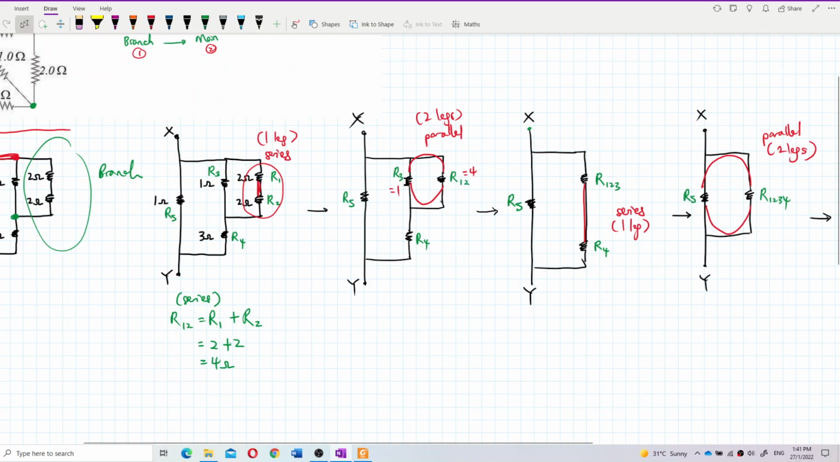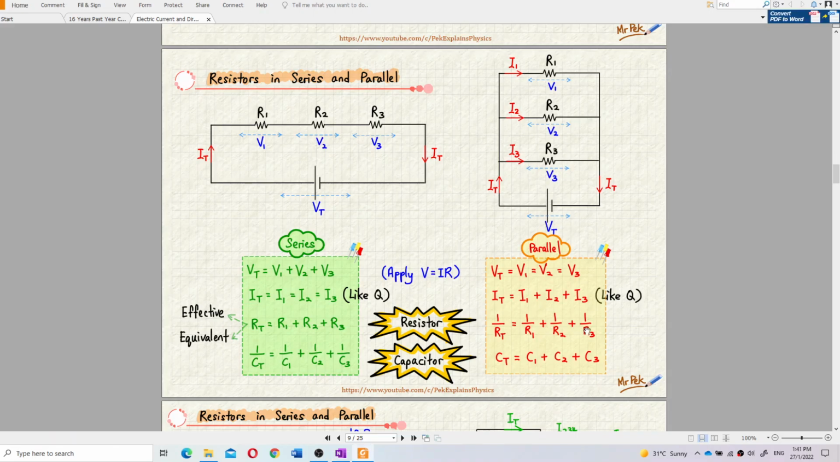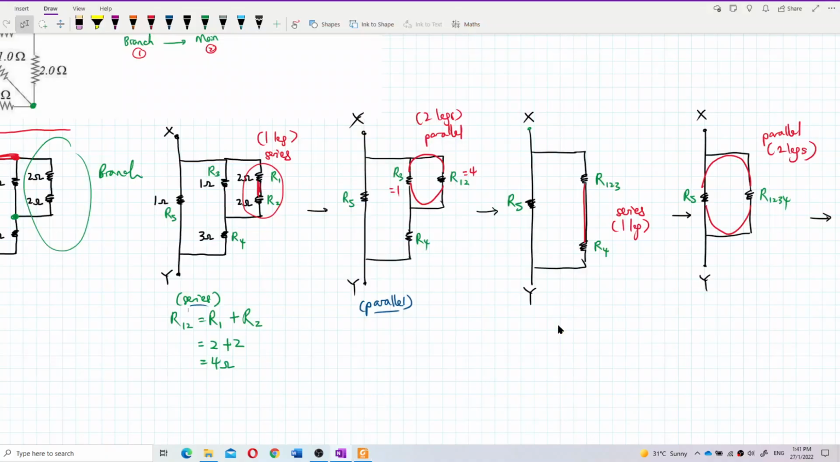Now this R12 and R3, they are parallel. So if they are parallel, we do it in parallel, not in series. Parallel is 1 over R, because parallel resistors become a smaller resistance.